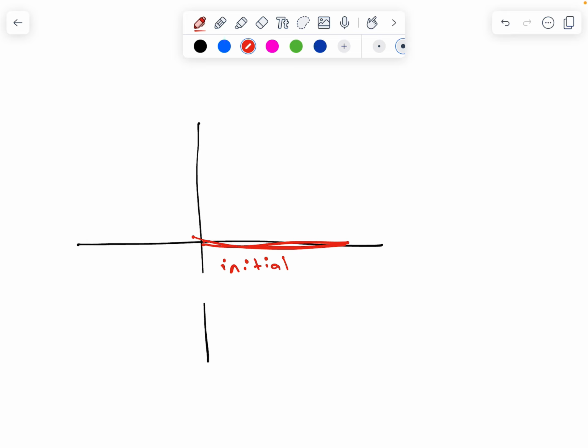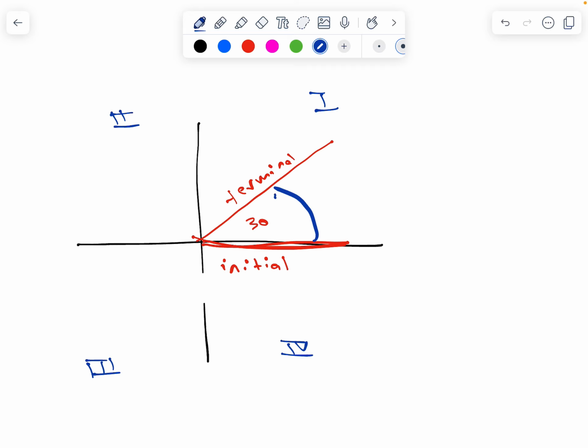Now let's say you have a 30-degree angle. Well, 30 degrees is going to look right about like this. This is 30 degrees. And we call this side the terminal side because it ends there. So let's name the quadrants. This is quadrant 1, quadrant 2, quadrant 3, and quadrant 4. So 30 degrees of rotation still makes your terminal side here in quadrant 1.